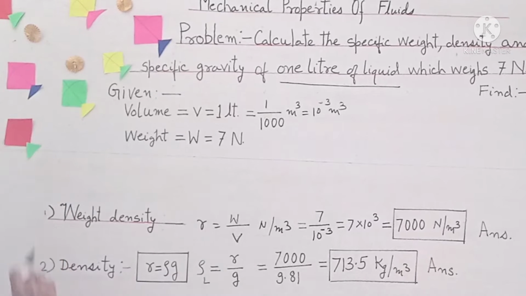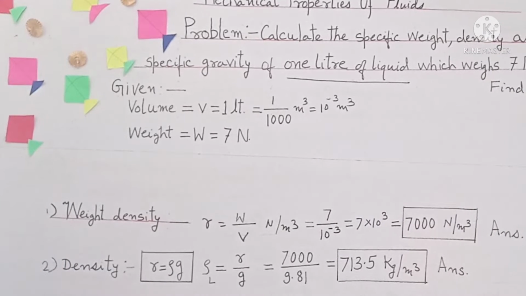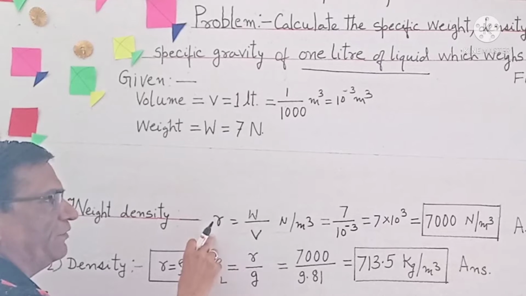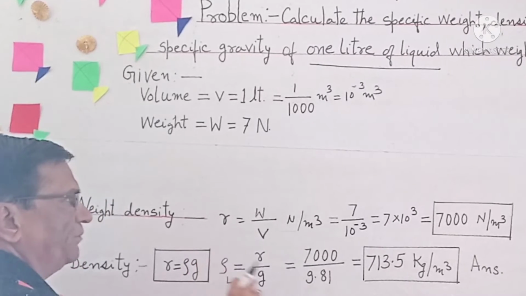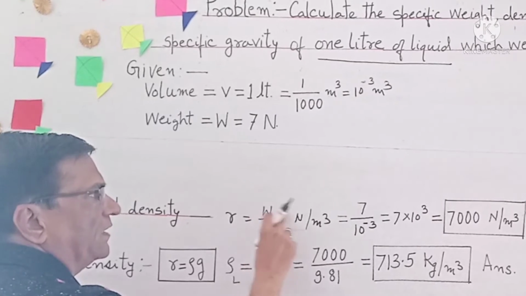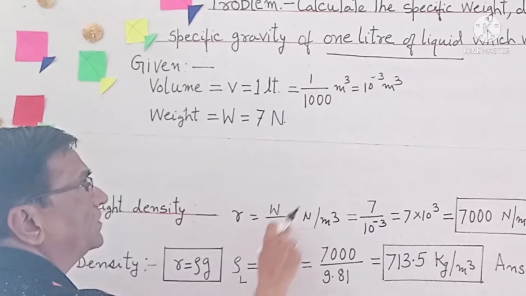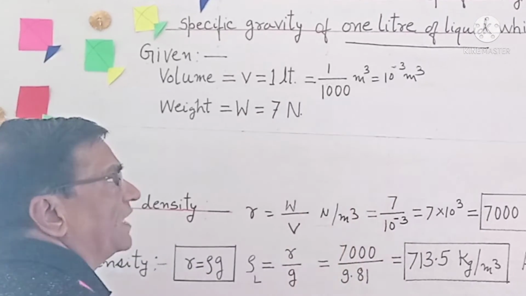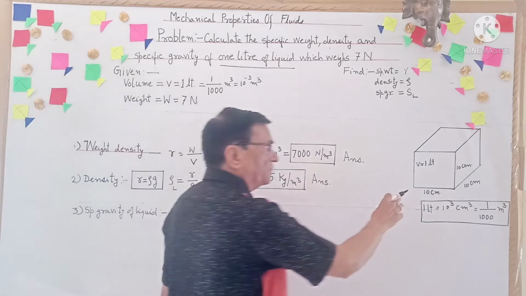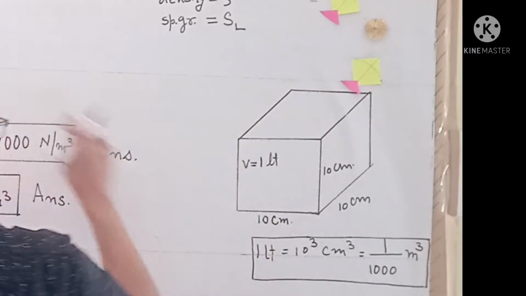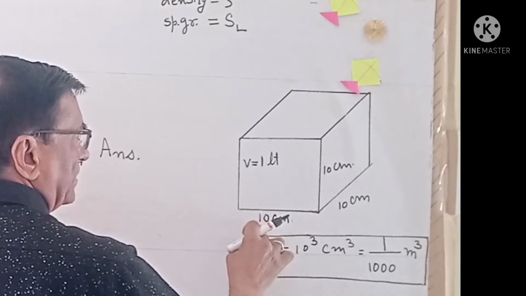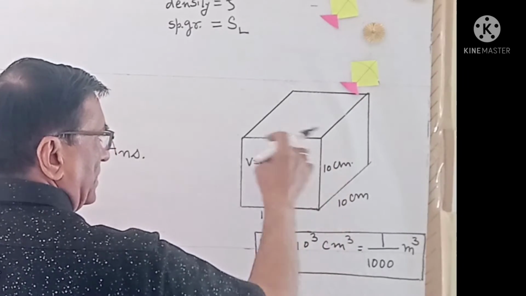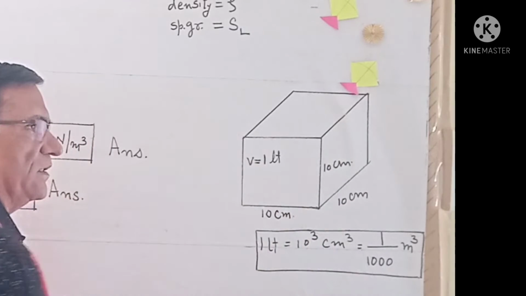Now first, weight density. From the formula gamma is equal to W upon V, we will calculate the weight density. Put the values of weight, that is given 7, and volume, that is 10 raised to minus 3. Now how does it come 10 raised to minus 3? Let us come to this figure. 1 liter consists of 10 centimeter by 10 centimeter and height is 10 centimeter. That contains 1 liter liquid.